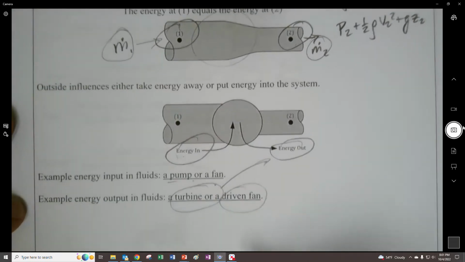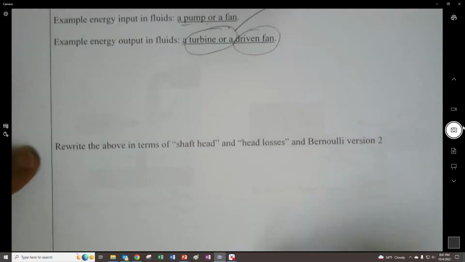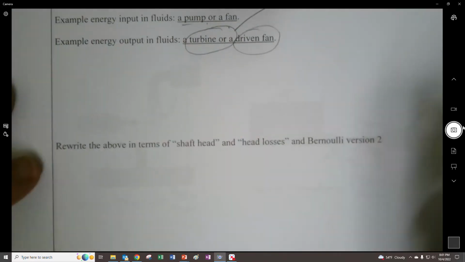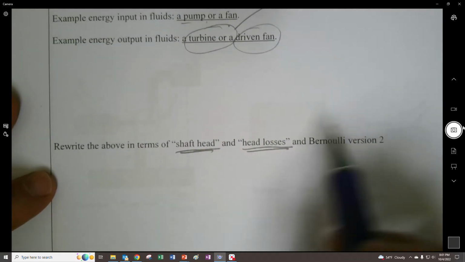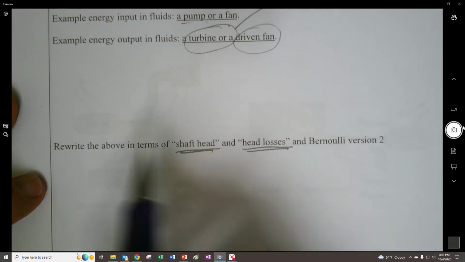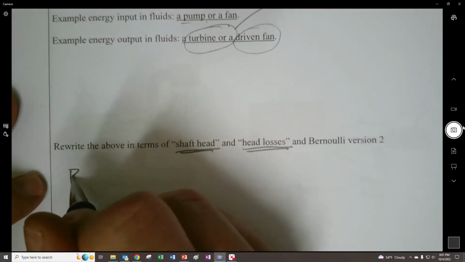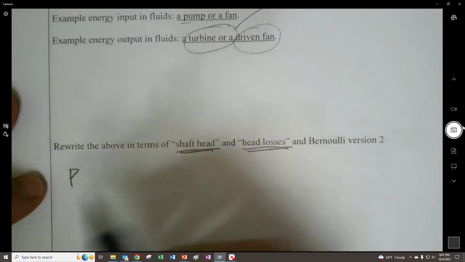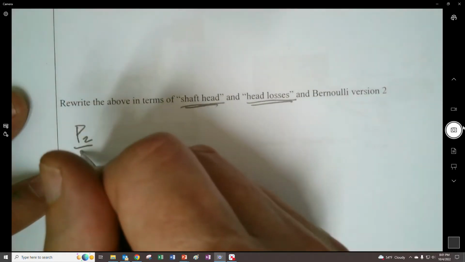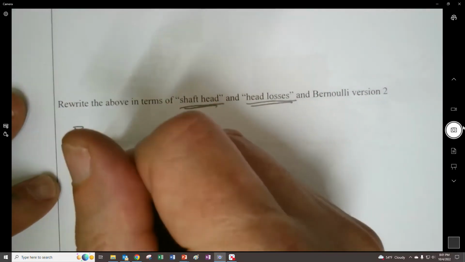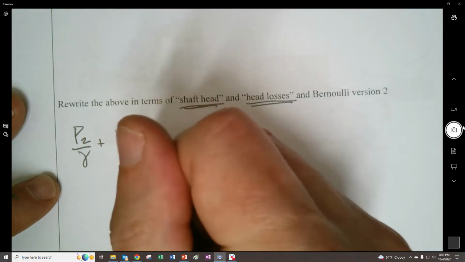So we can rewrite a new Bernoulli that has this, and our very favorite version is to do it with head. So we have shaft head and head losses, and it gets written out this way. And we reverse that for whatever reason. It gets written this way a lot of times. We're going to take the 2 and jump it over onto the left-hand side. We'll say that this is the outcome right here.